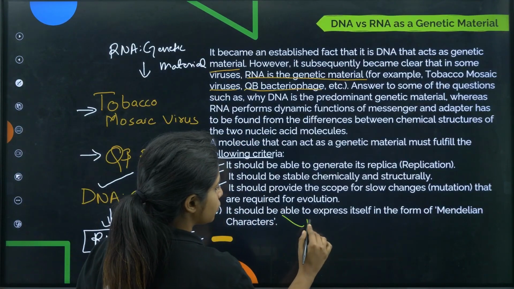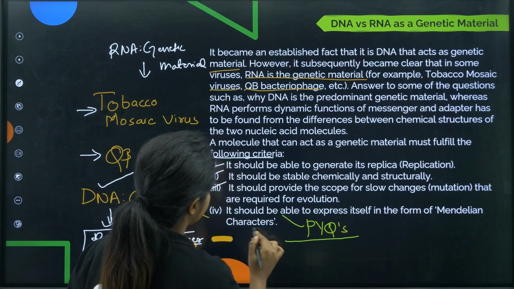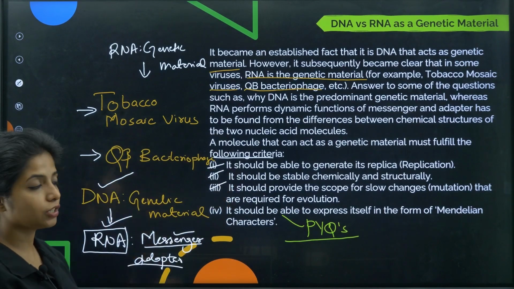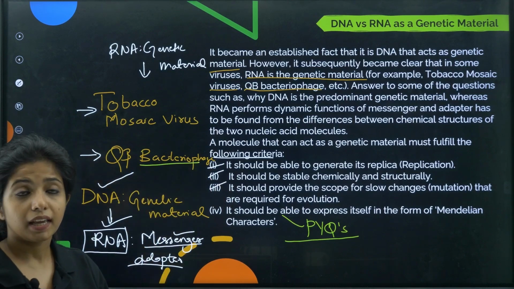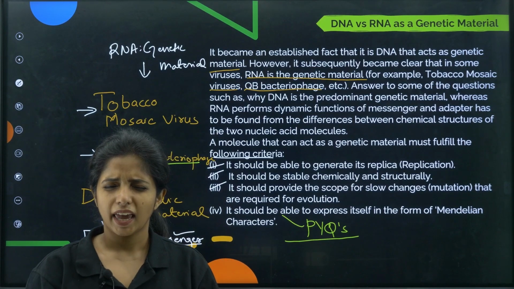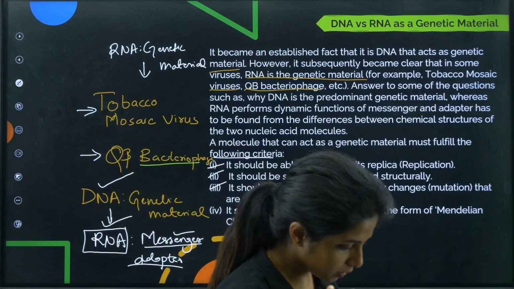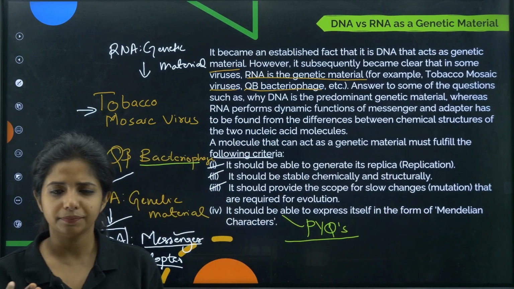So these are the things that you need to remember. PYQs have come directly from this topic, so I want you to remember it very clearly. Okay, and please remember tobacco mosaic virus as well as Q beta bacteriophage, the other bacteriophage that we studied in the experiment. No, what was the name of the experiment? I am not able to recollect it somehow. The E. coli experiment.